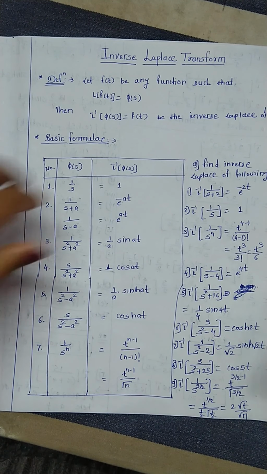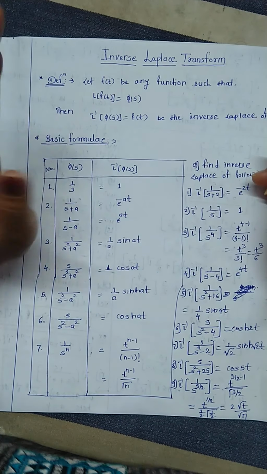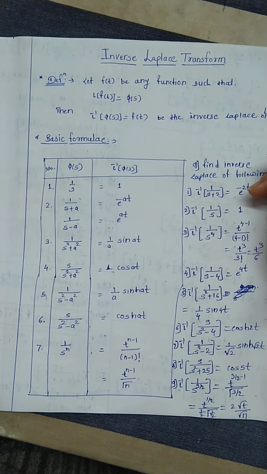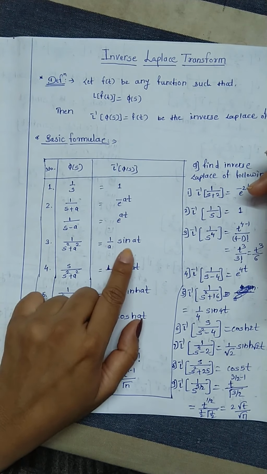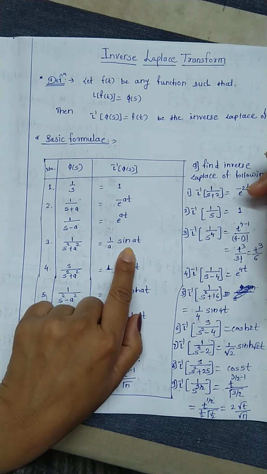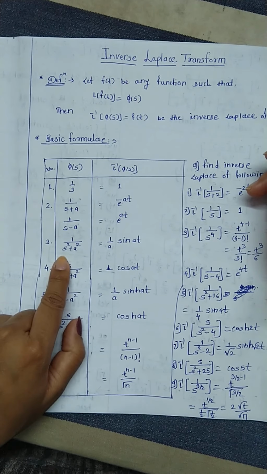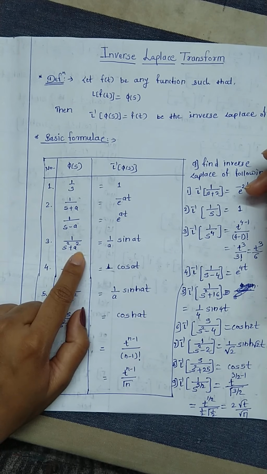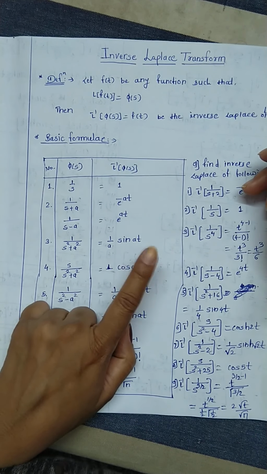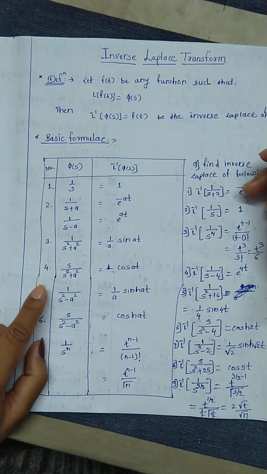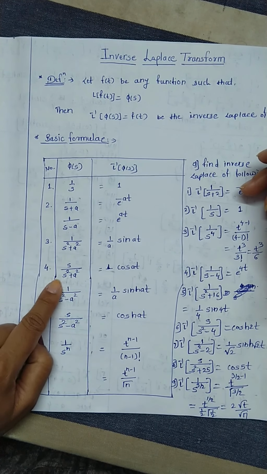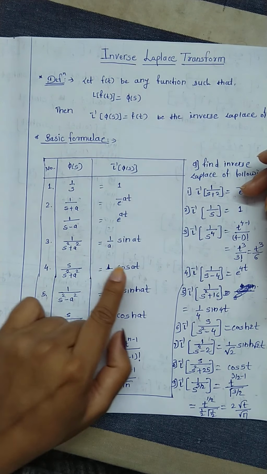This chapter is also so small, not like Laplace transform. There are only 3 to 4 properties including all examples. Now what is Laplace of sine at? a upon s square plus a square. This a is a constant, that's why the inverse of 1 upon s square plus a square is 1 by a sine at. What is Laplace of cos at? s upon s square plus a square. That's why the inverse of s upon s square plus a square is cos at.